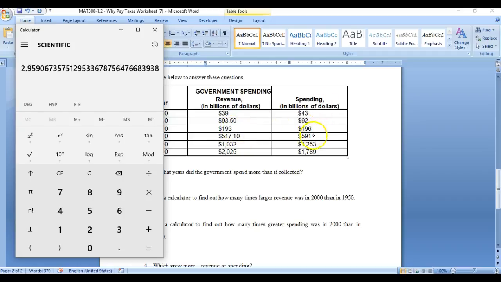You could do the same thing with spending. 591 divided by 196 is about 3.01. So spending was 3 times larger in the year 1980 than it was in the year 1970. These ones match pretty well. If you do it for revenue, or for 2000 and 1950 for spending, you might get different amounts. You'll see once you do it.